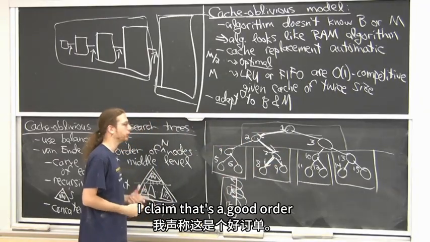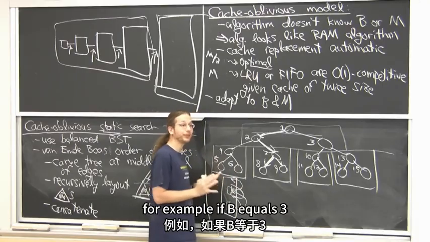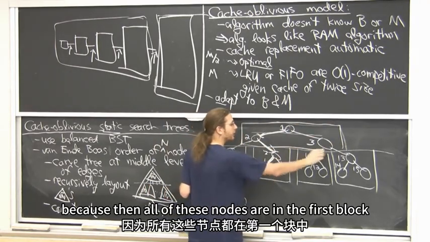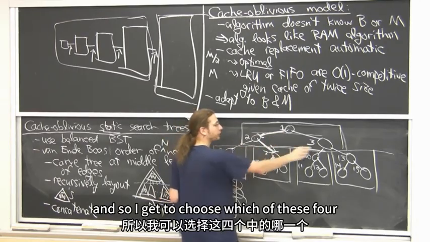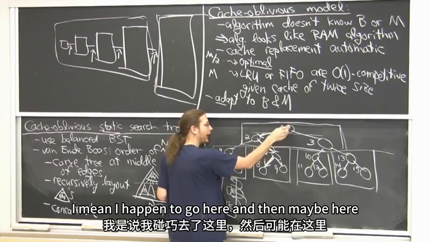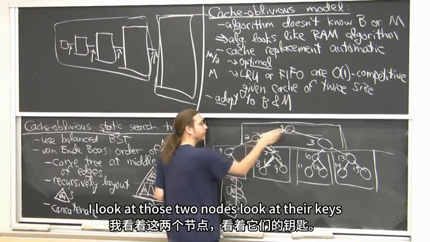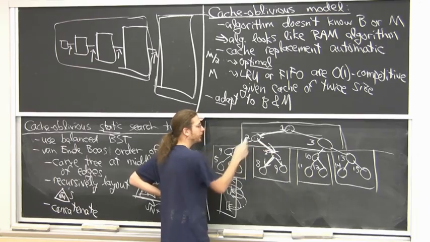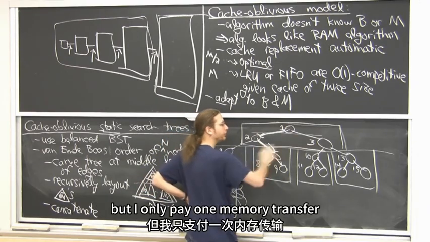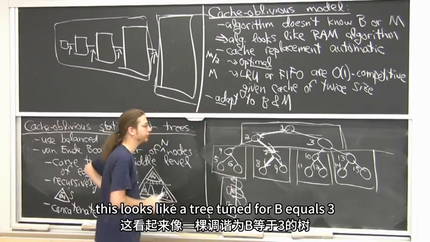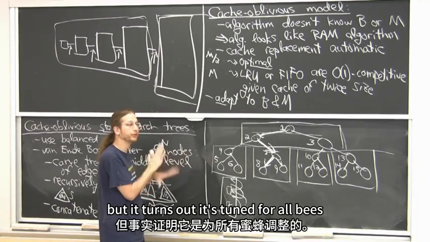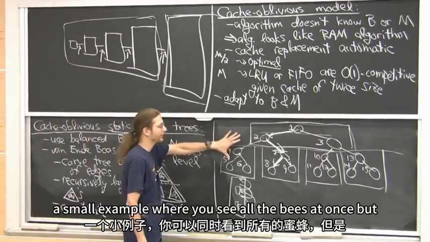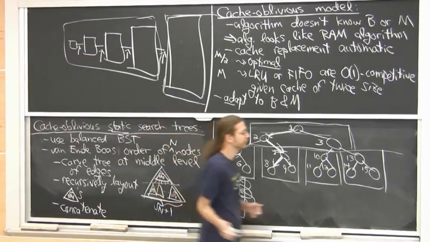And I claim that's a good order. For example, if B equals 3, this looks really good, because then all of these nodes are in the first block. And so I get to choose which of these 4 children trees I should look at. I happen to go here and then maybe here. I look at those 2 nodes, look at their keys, to decide, oh, I should go into this branch. But I only pay 1 memory transfer to look at all those nodes. So this looks like a tree tuned for B equals 3, but it turns out it's tuned for all B's simultaneously if we do this recursively. It's hard to draw a small example where you see all the B's at once, but that's the best I can do.